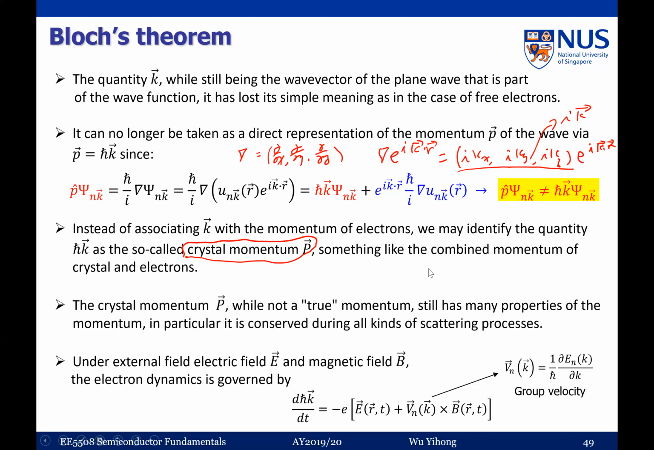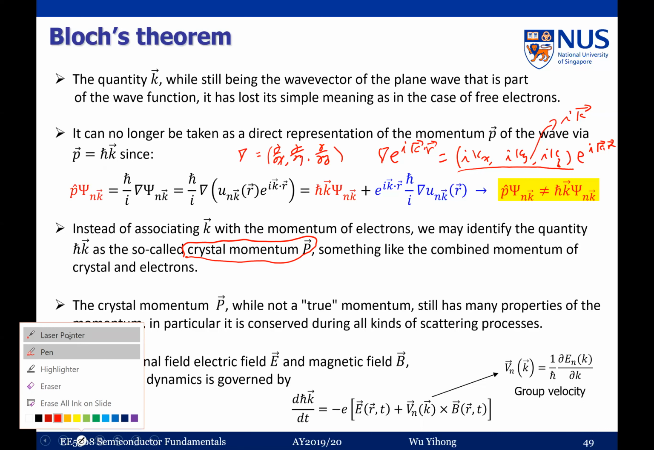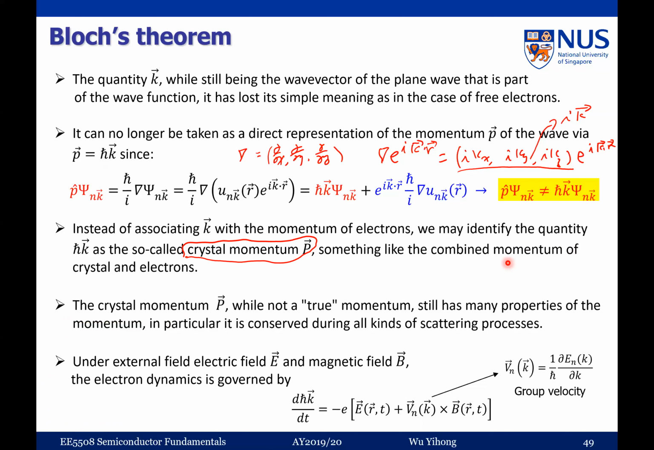So it's something like a combined momentum of the crystal and the electrons, right? I mean, it's a little bit difficult to understand, but they try to realize that if you really use the true momentum of the electron, then this will make all the discussion very complicated, right? So what we do is we put this crystal environment together with the momentum of the electron, and then we come up with something in a very simple form. It's still hk, but it's a crystal momentum.